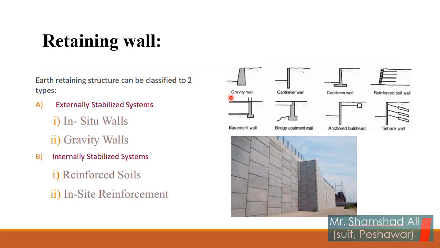If you look at this picture, these are basically the gravity wall, cantilever wall, reinforced soil wall, basement wall, bridge abutment wall, anchor bulkhead, and tie back wall. In the externally stabilized system, the soil is retained by a wall through its self-weight. While in the internally stabilized system, there is a lack of tension in the soil. As in concrete, plain cement concrete is strong in compression but weak in tension. Soil also has the same properties: strong in compression but weak in tension. So to provide tension to the soil, you must install reinforcement in the soil, called reinforced soil or inside reinforcement.